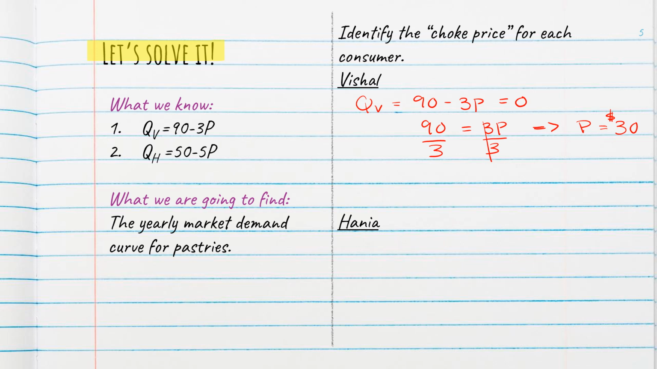We need to do the same thing for Hanya. So we're going to set Hanya's demand curve of 50 minus 5p equal to 0. So we do a little rearranging. 50 equals 5p. We divide both sides by 5. And we conclude that her choke price is 50 divided by 5, which is $10. They have different choke prices, and that means that when we add their demand curves together, we have to watch out.